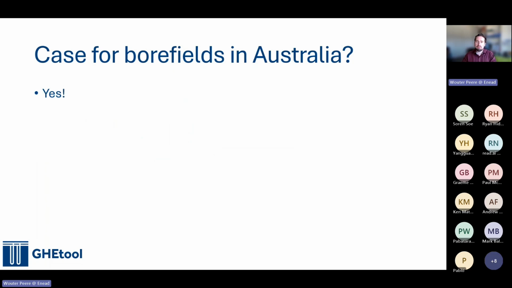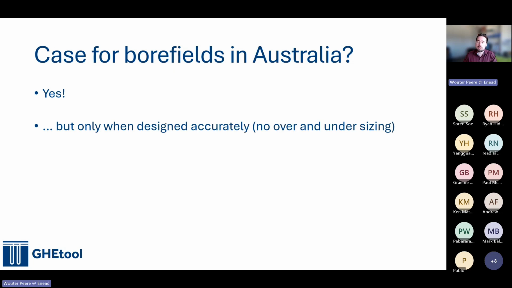So is there a case for geothermal borefields in Australia? Yes, there is. But it's only when it's designed accurately. So this means no oversizing, so it becomes economically feasible, and also no undersizing because we want our system to keep working. So that's why design is actually important, and it's not that trivial to design a borefield.